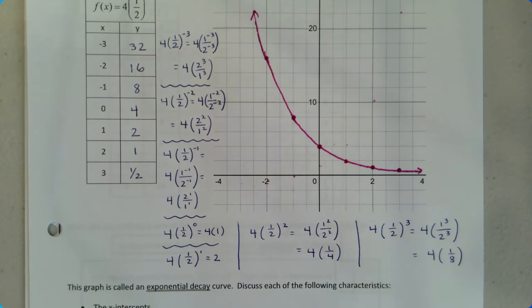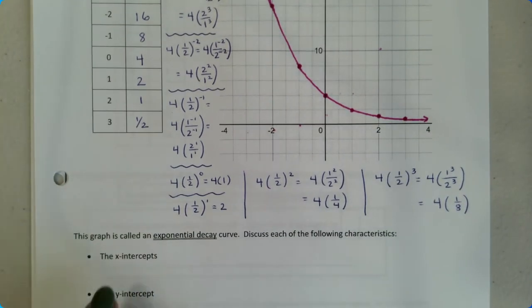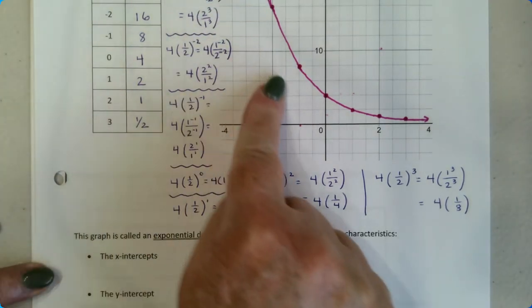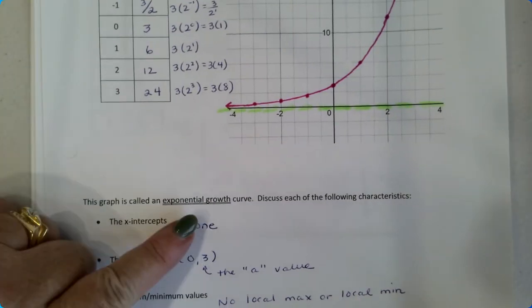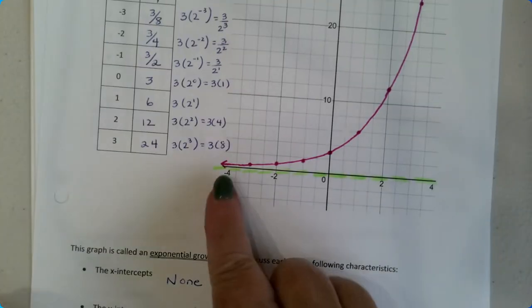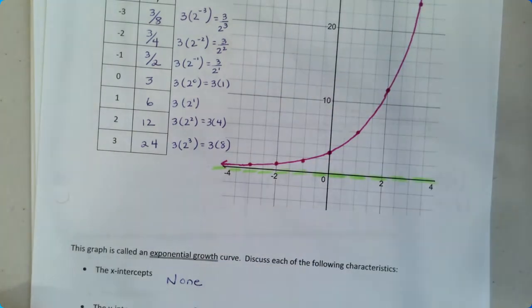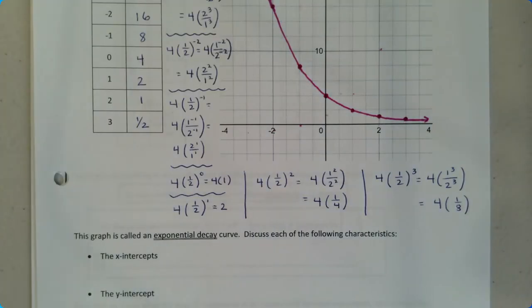I kind of skipped over this a little bit before, but I'm ready to talk about it now. This is called an exponential decay curve because it decreases or decays away. This one was called an exponential growth curve, right? Or it's growing. And we'll come back and talk about that a little bit more later. But let's finish filling in our information here.